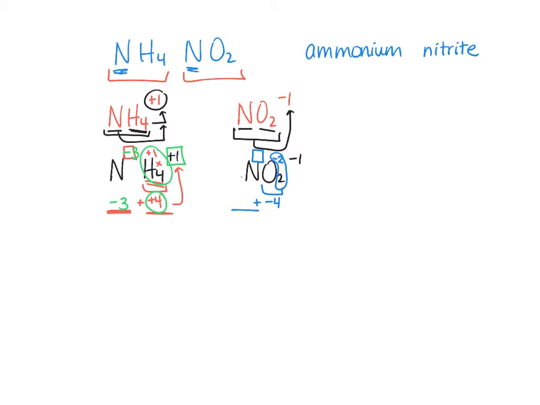So what does this nitrogen have to be so that when it adds to the -4, you end up with a total of -1? Well, that would have to be +3. So +3 plus -4 is -1. So those are the 2, that would be the answer to that question. It's asking what's the 2 oxidation states for the nitrogens in that compound. So the first nitrogen's oxidation state is -3. The second one is +3.